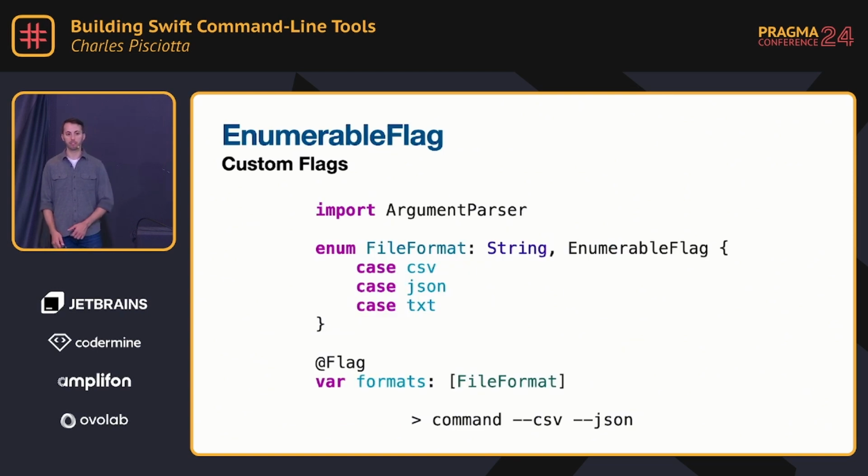Now, if you want to start defining custom types which your users can use, we can use, for instance, enumerable flag. In this case, we're defining file formats, and if a user invokes your command, they can pass those file formats simply as flags to actually specify to the tool which ones to use. And you can see how passing multiple flags very cleanly sets itself into the formats array.